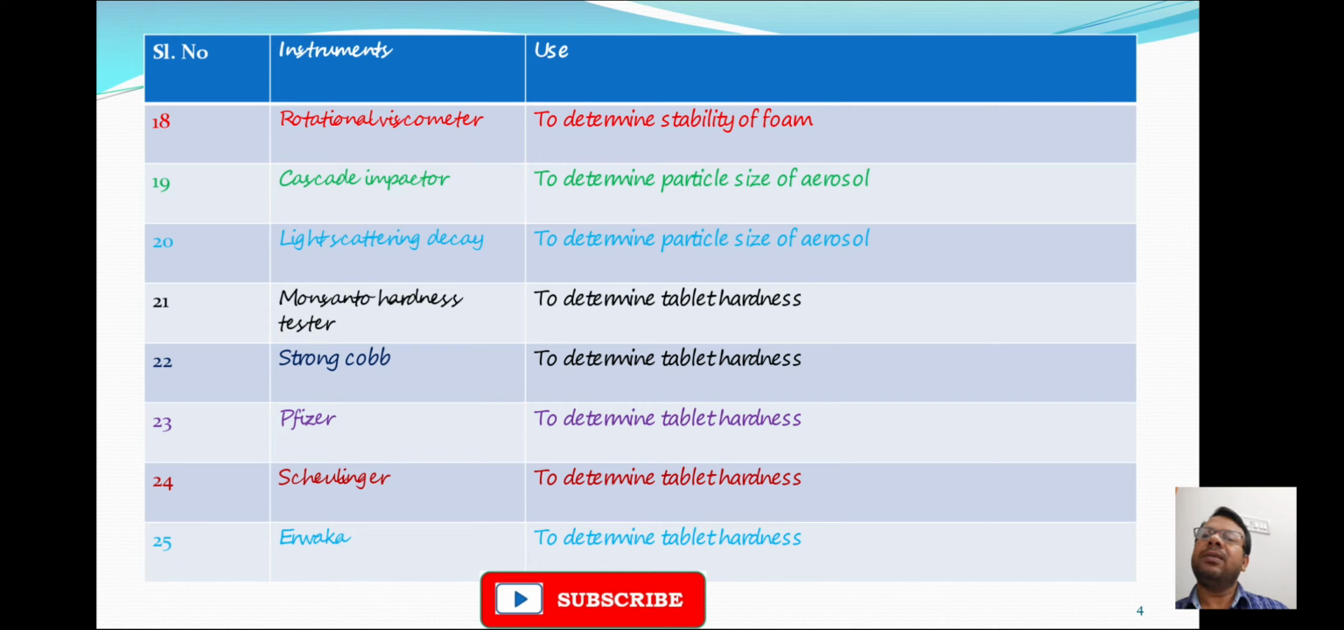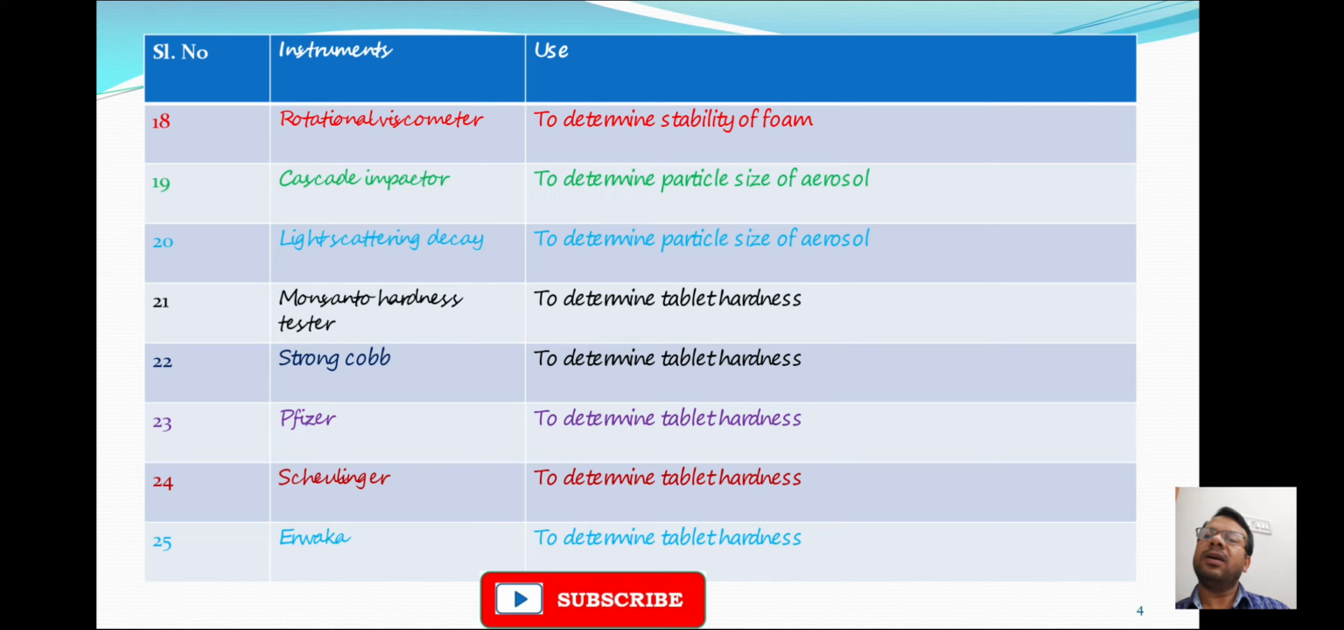Cascade impactor is used to determine particle size of aerosols. Light scattering decay is used to determine particle size of aerosols. Monsanto hardness tester is used to determine tablet hardness. Stronkov hardness tester is used to determine tablet hardness.